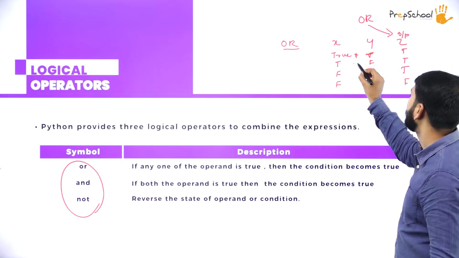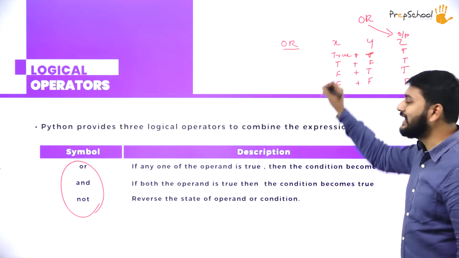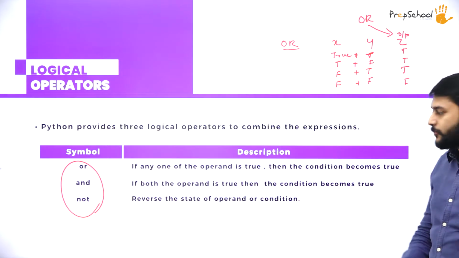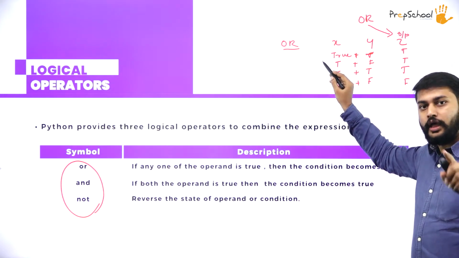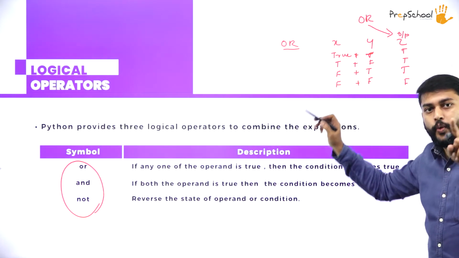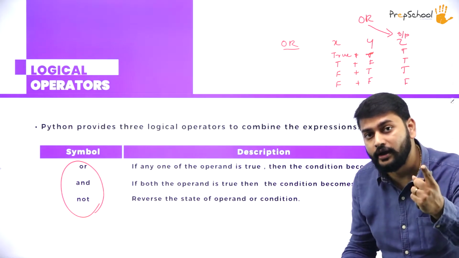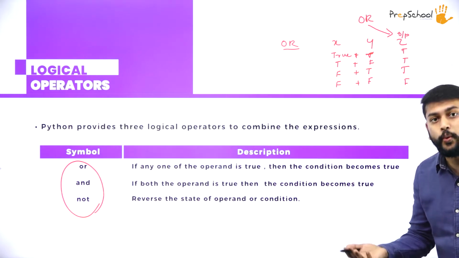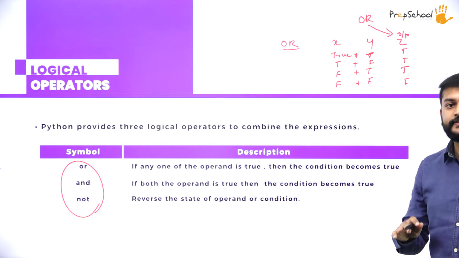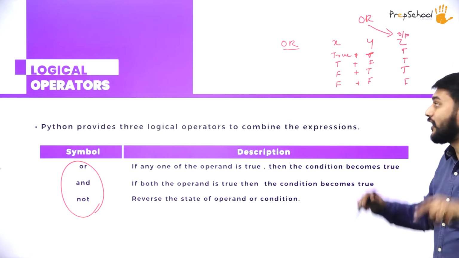I'm just writing plus. T in the sense true, that is 1. F in the sense 0. Suppose you have true in any one, so it is 1, right? So what will you write? 1 plus 0 is how much? 1. 0 plus 1 is how much? 1. 1 plus 1, please understand, you will just write only 1. That is the logic you have to understand in this table.